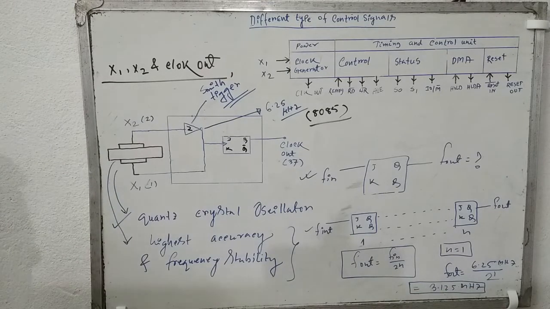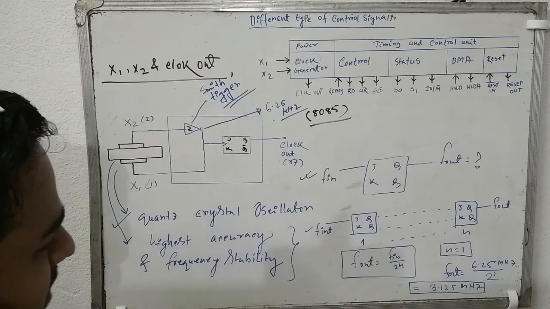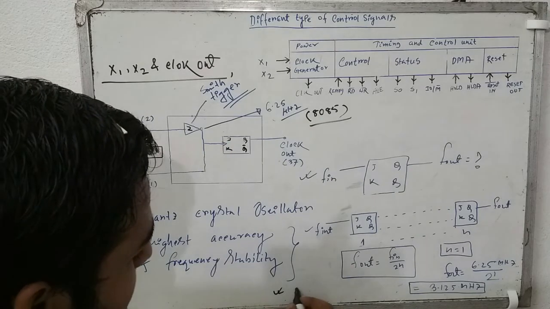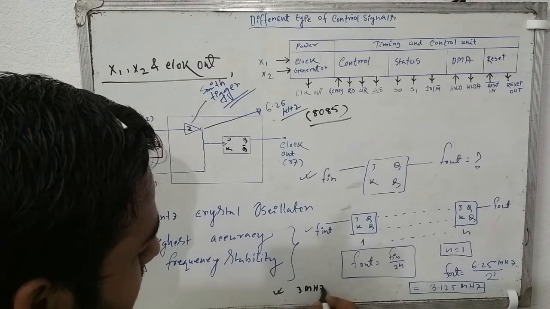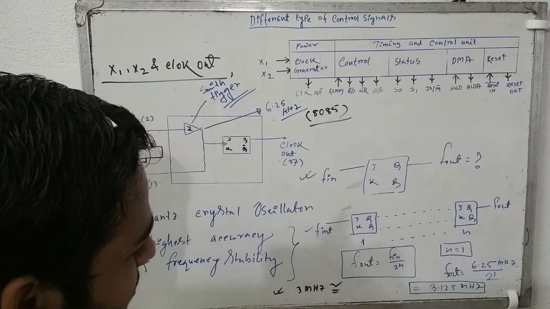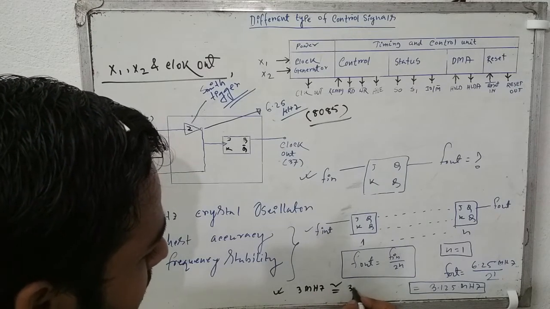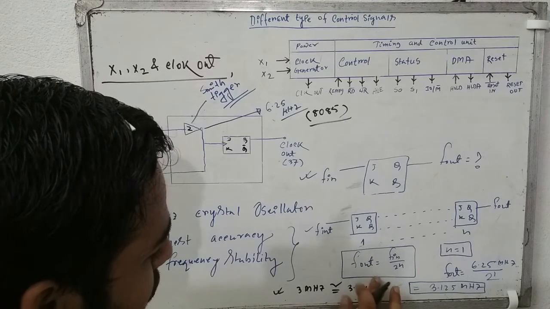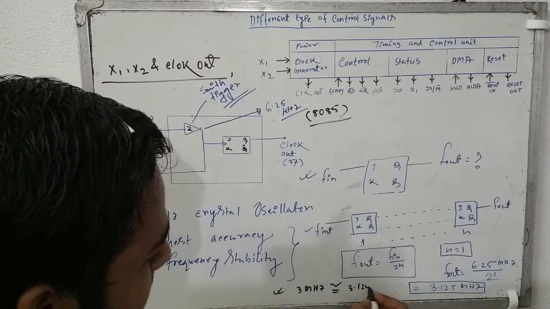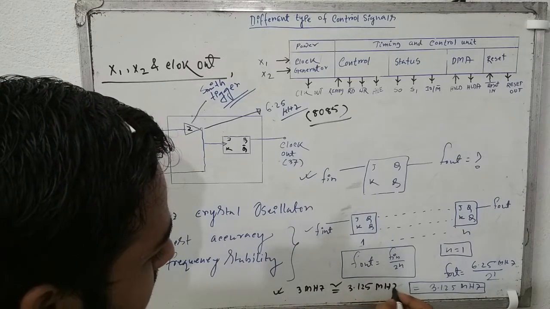At this frequency the 8085 microprocessor operates, which is 3 megahertz. Basically the ideal frequency is 3 megahertz, but an analog circuit never provides the ideal frequency. That's why 0.125 is an error frequency which has come.